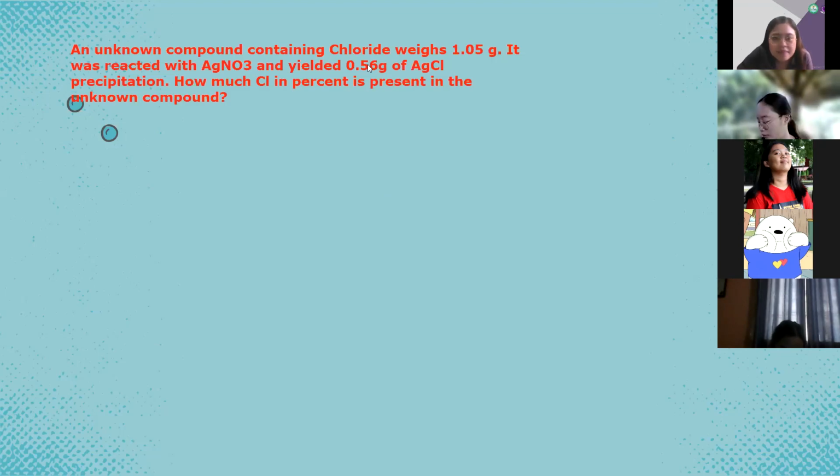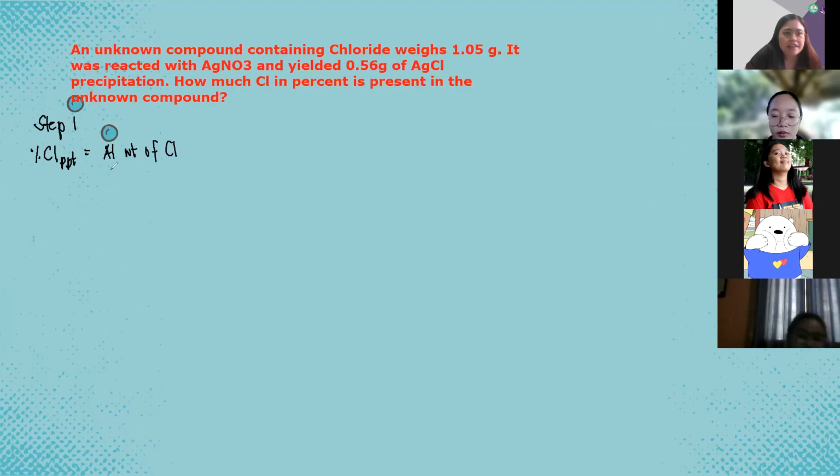Ano yung nakasubmit dito? Palma, Kokal, Zakaria, Bautista, Sarima, and Lozada. Sige. Let us try to solve this. Let's start syempre with step 1. Step 1 is the computation of the amount of chloride in our precipitate. And that is just the atomic weight of chloride divided by the molecular weight of our precipitate times 100.